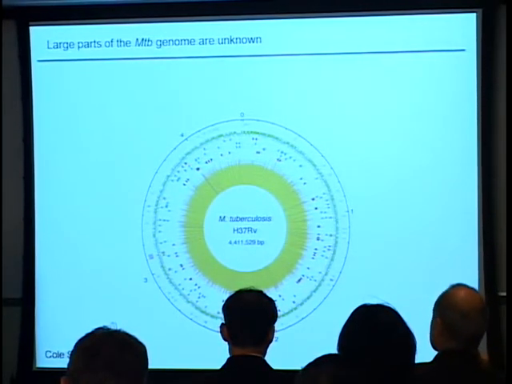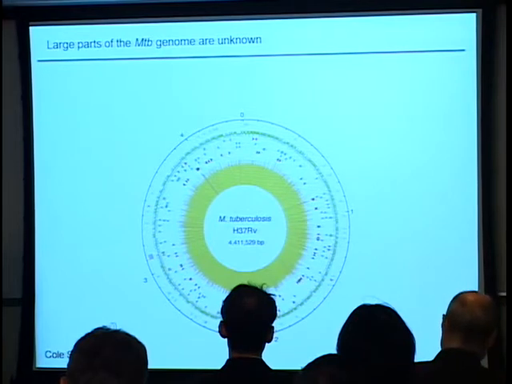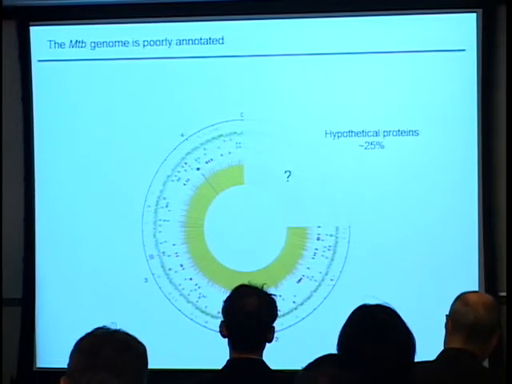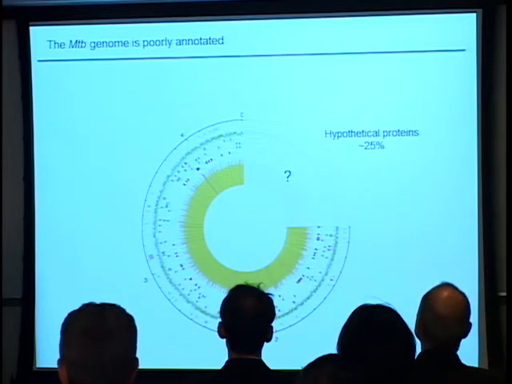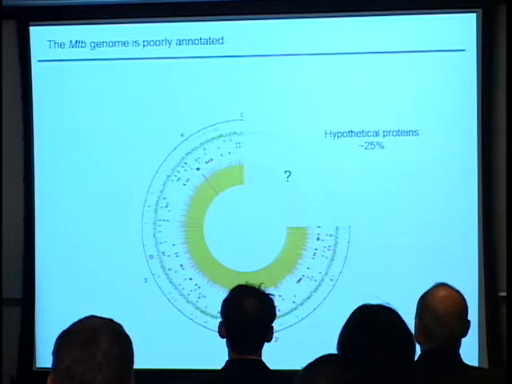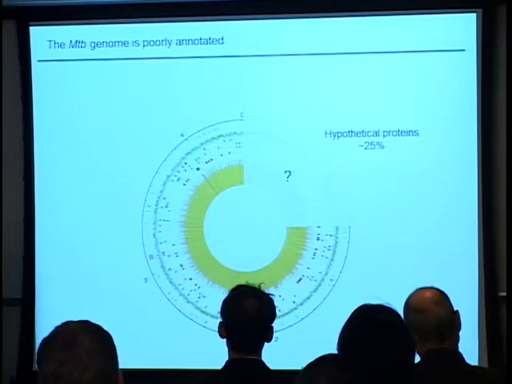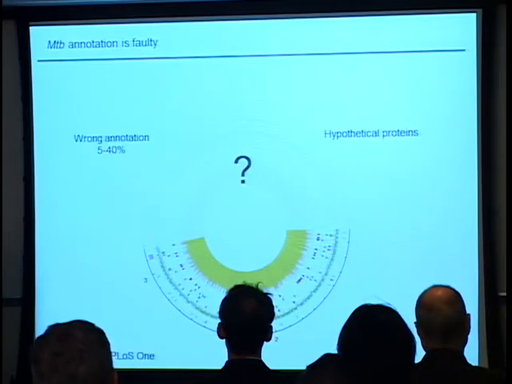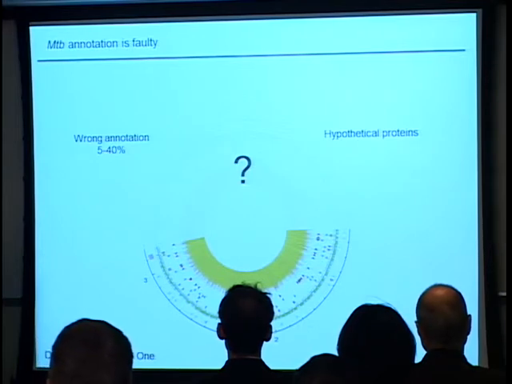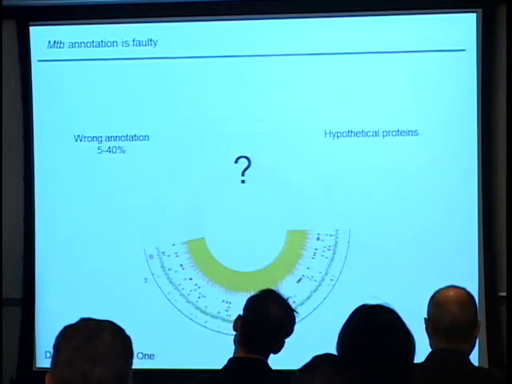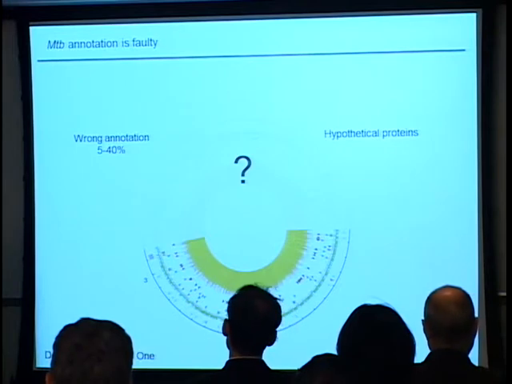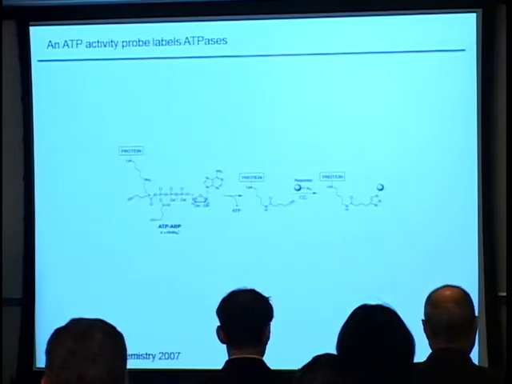So why do we care about annotation? The TB genome was sequenced 14 years ago, and we still don't know what probably most of the TB proteins or genes do. For example, 1/4 of all genes are hypothetical or code for hypothetical proteins. We don't even know if these are made. Of the genes that are actually annotated, 5 to 40% are annotated wrong. So that leaves us with about half of all TB proteins for which we have no idea what they're doing. And I think that's really a fundamental problem in understanding TB pathogenesis.